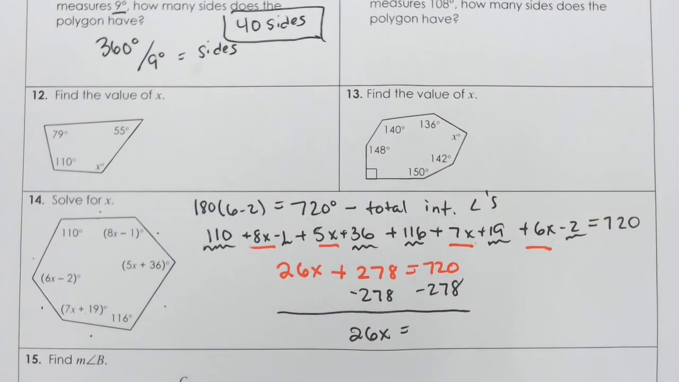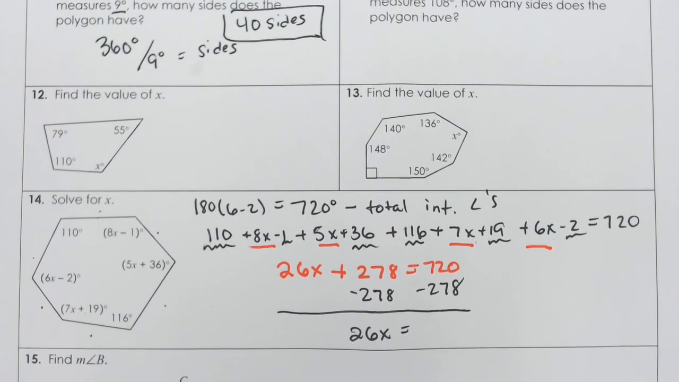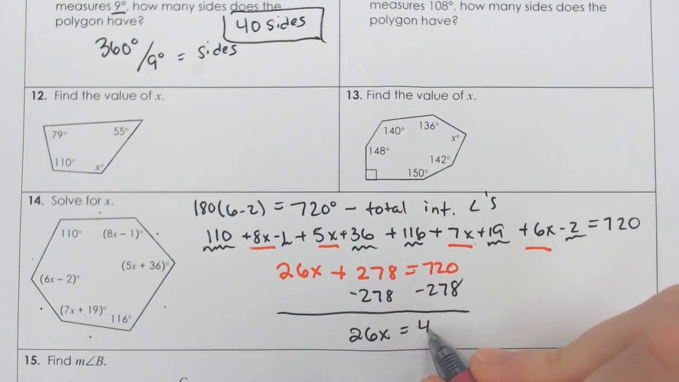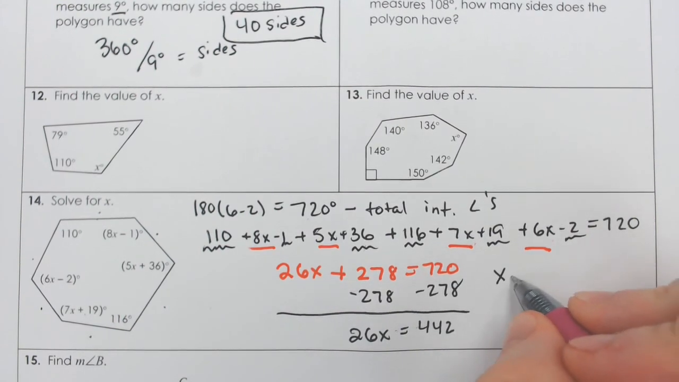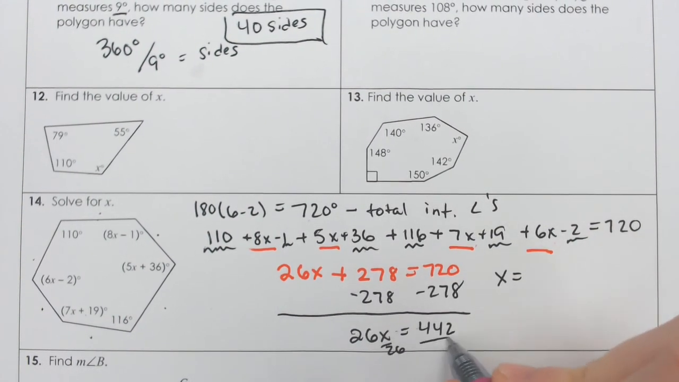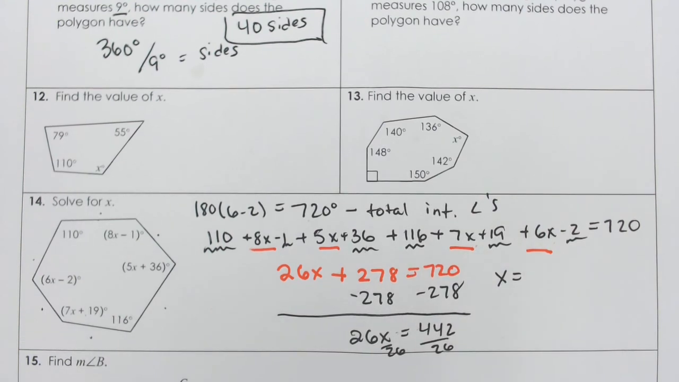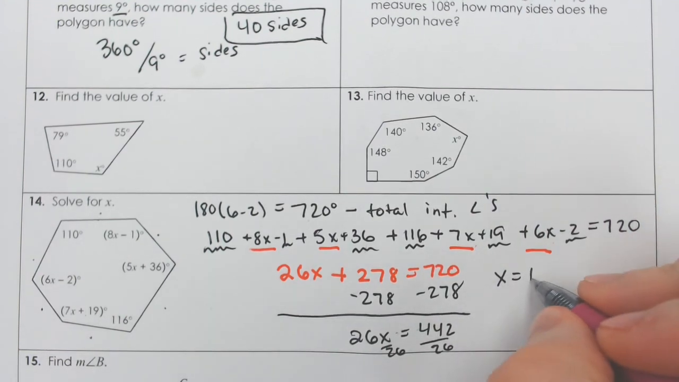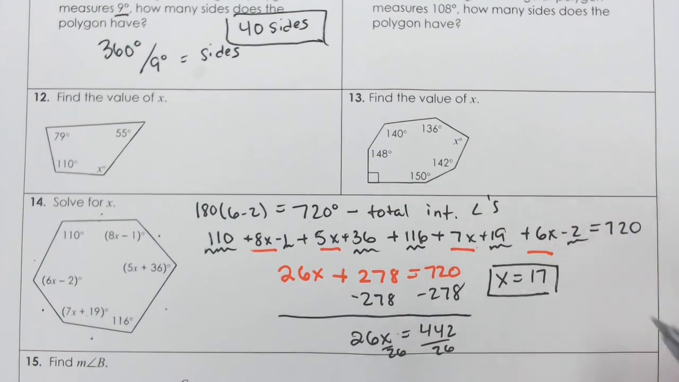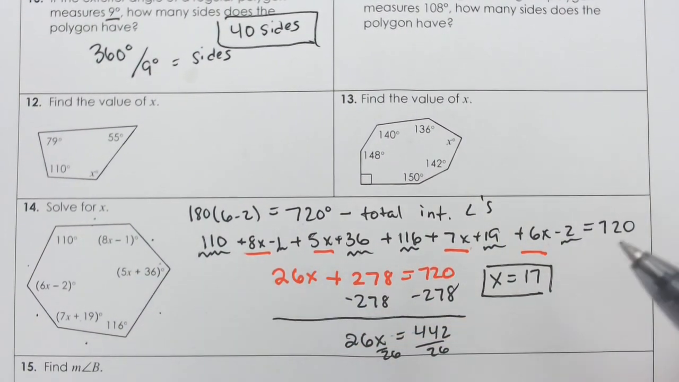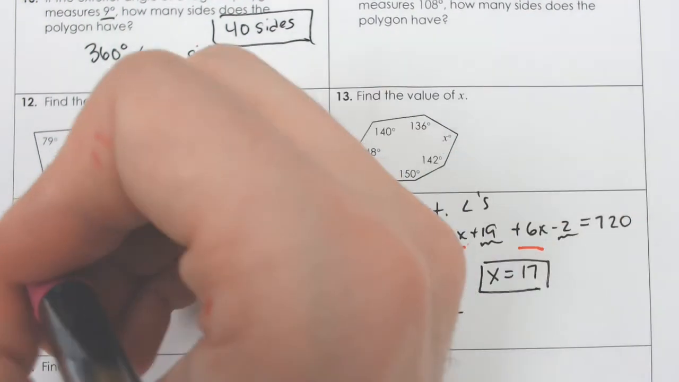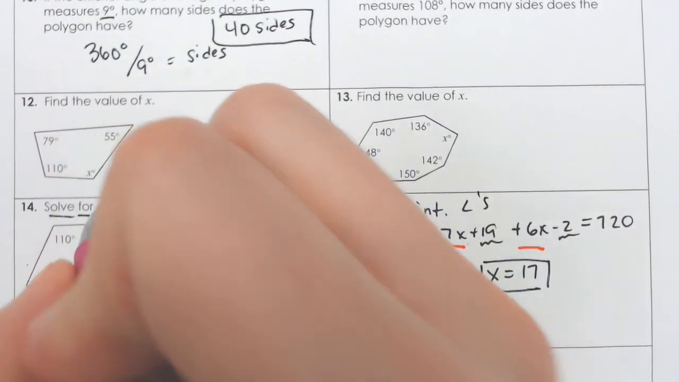26x would equal 720 minus 278, which is 442. When we divide by 26, we get x is equal to 17. And once you get x equals, you can plug it in to find different angles if you need to, but you don't always have to. Just like here, all we had to do was solve for x.